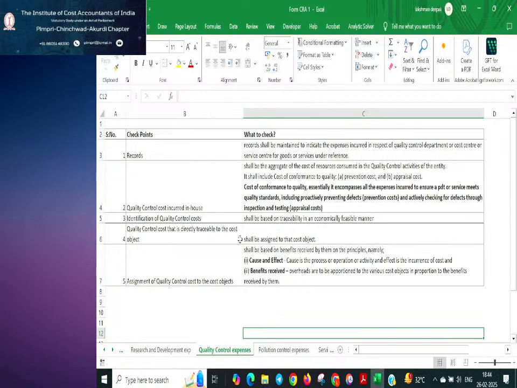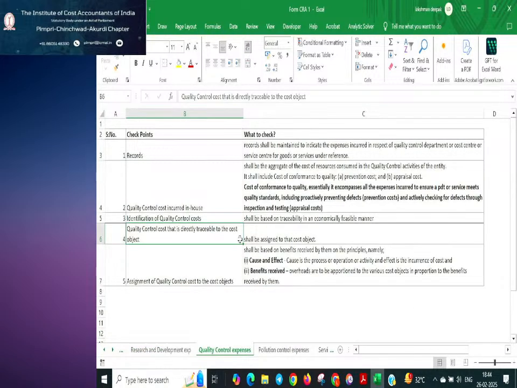Then getting into quality control expenses. If you look at records, as such, records shall be maintained separately for the quality control department.